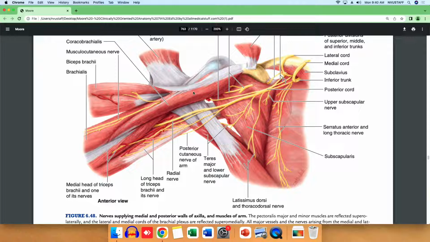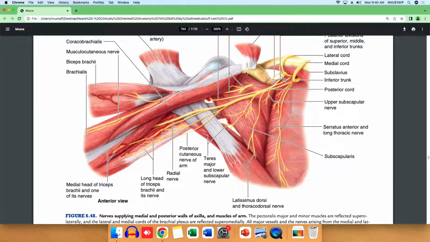Well, biceps brachii, first of all. What can we see here? Biceps brachii has two heads. At least one of these heads should be seen here. Where it is attached, what did we say? Coracoid process. Thank you. Coracoid process of a scapula.